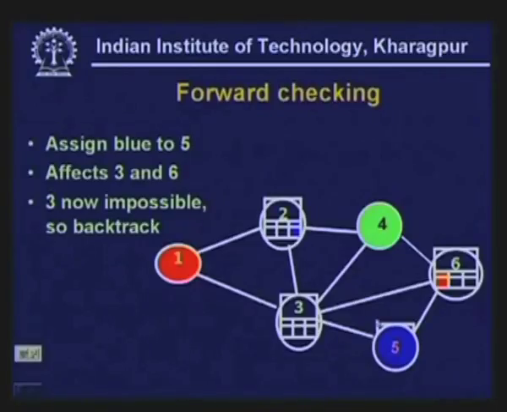Next, we assign blue to 5, and as a result it affects the domains of 3 and 6. So, we remove blue from the domains of 3 and 6. Now, as a result we see that the domain of 3 becomes empty. So, this is impossible. So, we have to backtrack at this point.